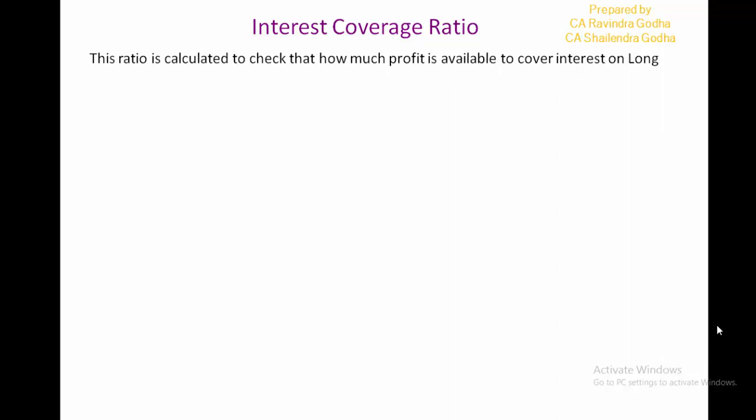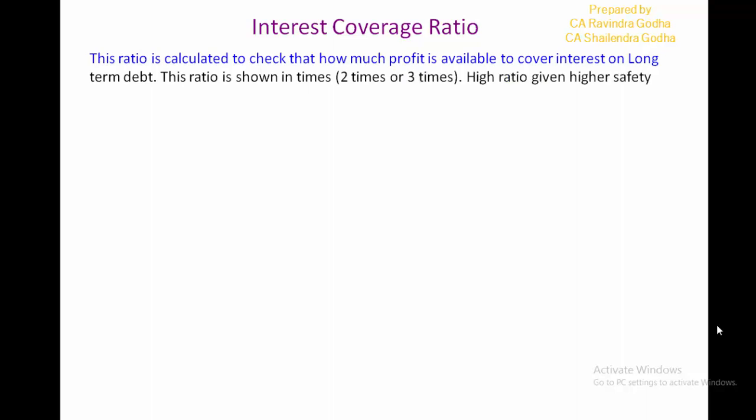Today I am explaining to you the interest coverage ratio. This ratio is calculated to check how much profit is available to cover interest on long-term debts. This ratio is shown in times, 2 times or 3 times. A high ratio gives higher safety to lenders for payment of interest.